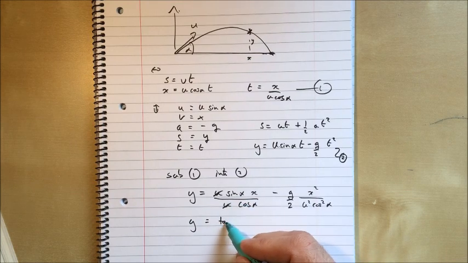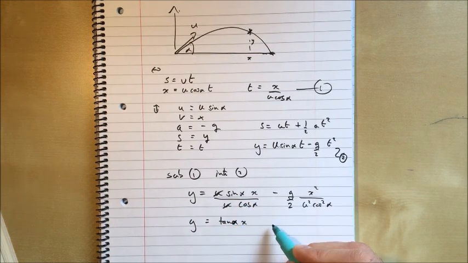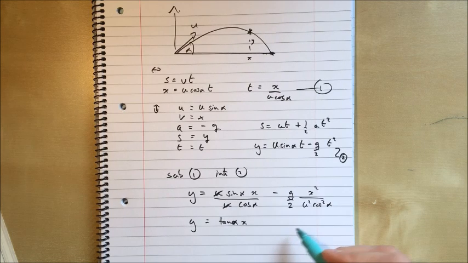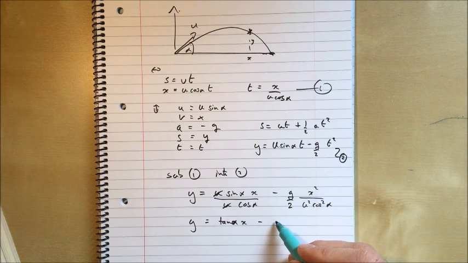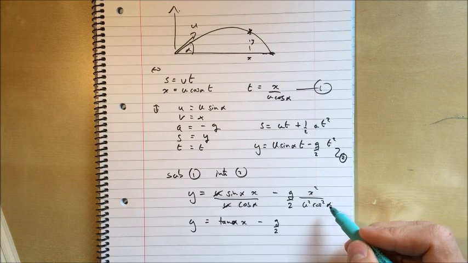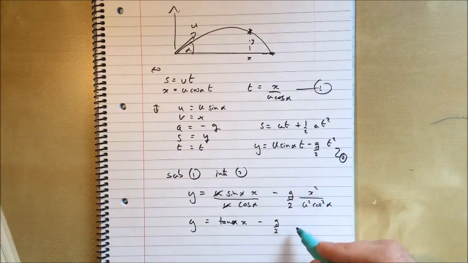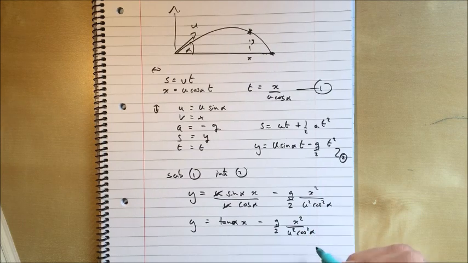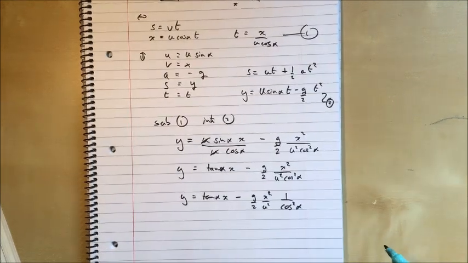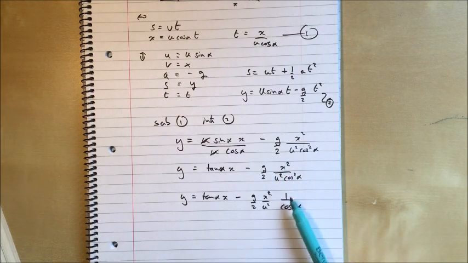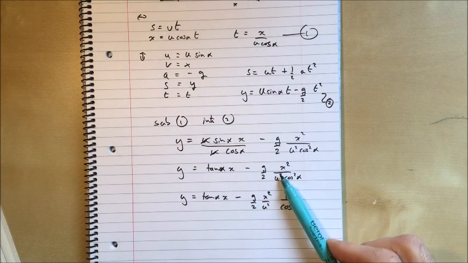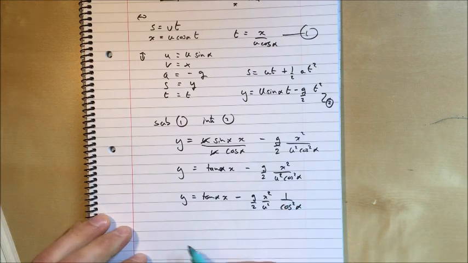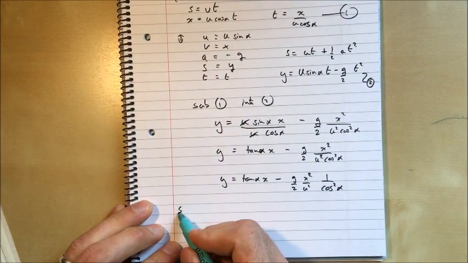Sine over cos is tan alpha. And let's just make sure we get this in the same form as the textbook. Minus g over 2 x squared over u squared cos squared alpha. And to get this into its standard form, I'm going to rewrite it in this way. I've got g over 2 x squared over u squared, and then we've got 1 over cos squared. Well, 1 over cos squared, if we just take a look at the side for a minute, is sec squared.